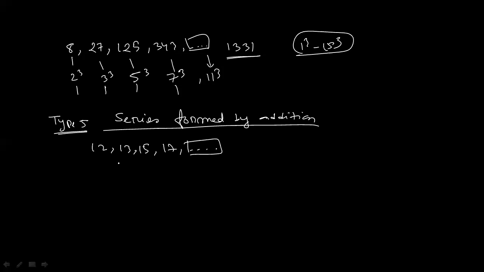So how can you find the next number? If you see, 12 plus 1, 13; 13 plus 2, 15; 15 plus 2, 17. So what will be the next number? Your 17 plus 2, 19. So your next number will be 19. Yes or no? 12 plus 1, 13. 13 plus 2, 15. 15 plus 2, 17.